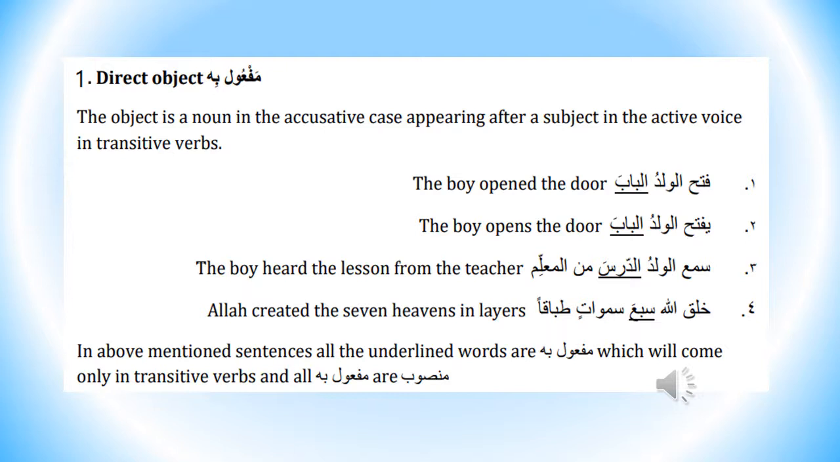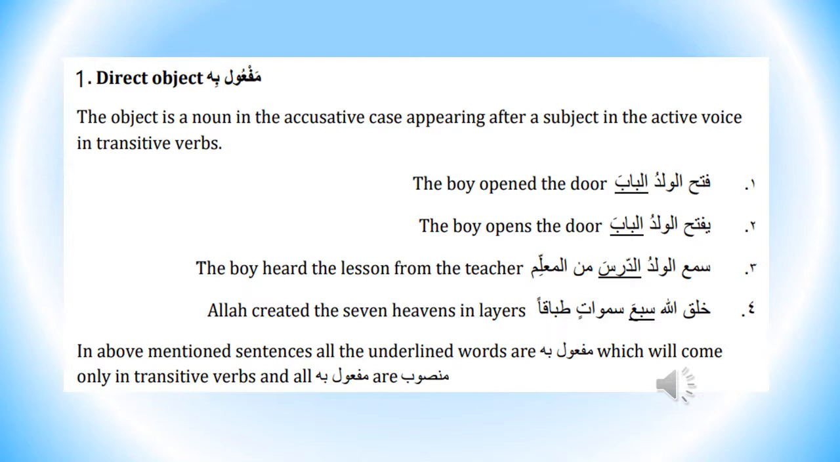The second example is yaftahu al-waladu al-baba. This is the present tense sentence of the previous sentence. The boy opens the door. The third sentence, Samiya al-waladu ad-darsa min al-muallim. The boy heard the lesson from the teacher. So in this sentence, ad-darsa is the object.